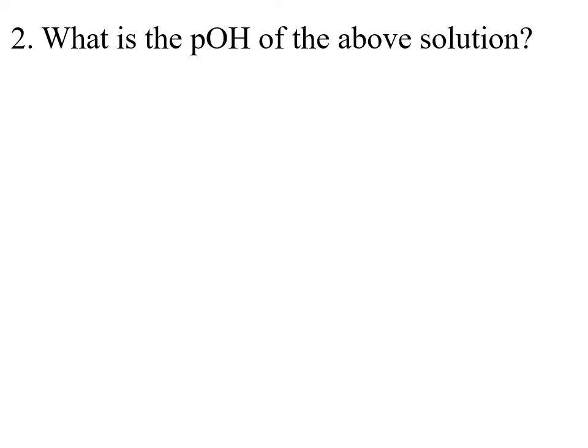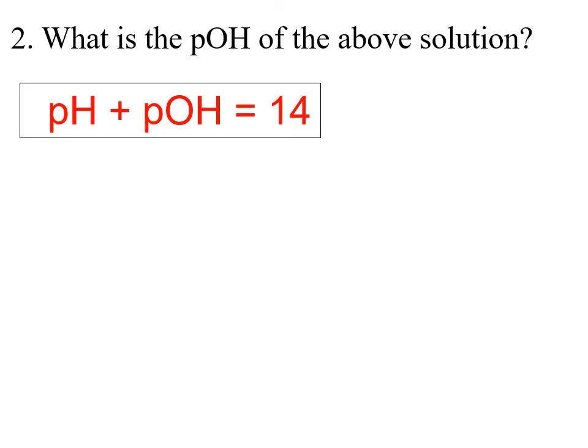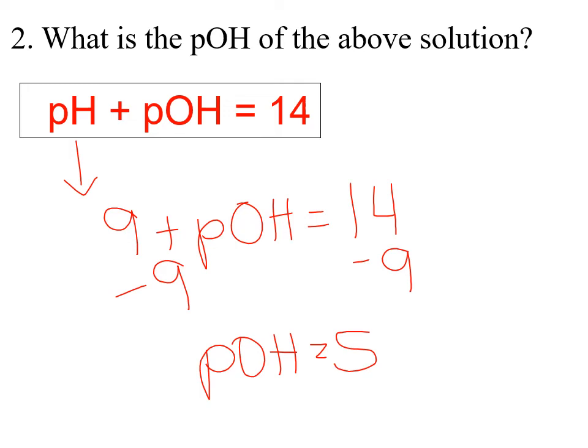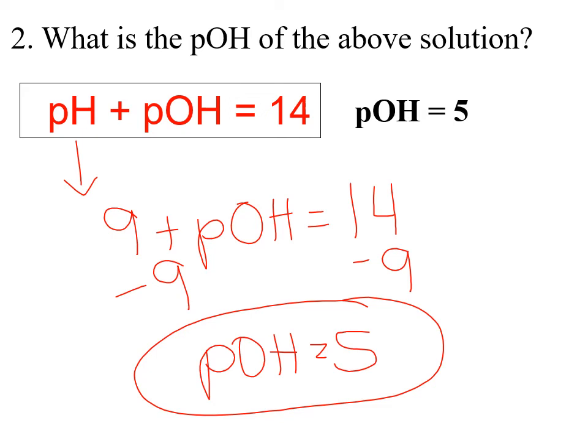So we're going to do another example. What's the pOH of the above solution, or the problem we just did? Well, this formula, pH plus pOH equals 14. We just said the pH was 9. So 9 plus pOH equals 14. To get pOH by itself, subtract 9. The pOH equals 5. And again, that further proves it's a basic solution because the pOH is low, which is the case for bases.